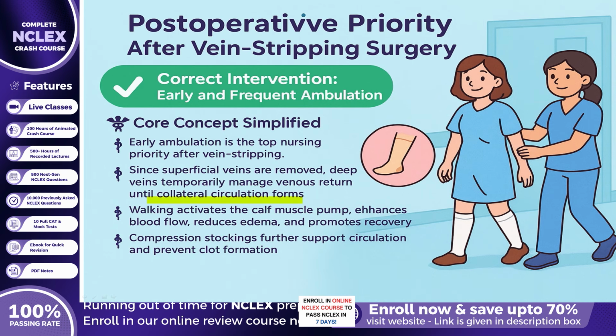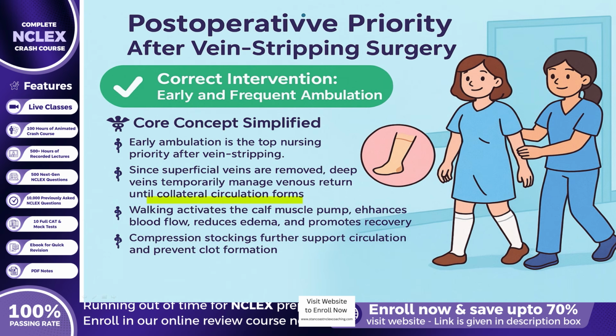To counter this, nurses assist clients to ambulate for short intervals, usually every hour while awake, beginning as soon as it is medically safe. This movement activates the calf muscle pump, enhances venous blood flow, minimizes edema, and prevents clot formation. Compression stockings or elastic bandages are often applied postoperatively to further support venous return. Therefore, early ambulation directly addresses the top postoperative priority, restoring circulation and preventing thromboembolic complications.